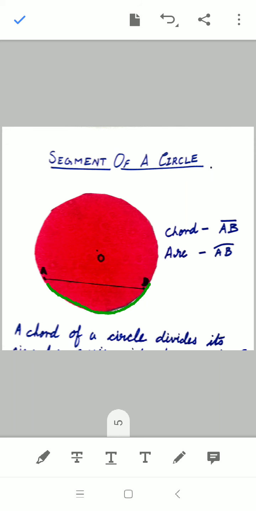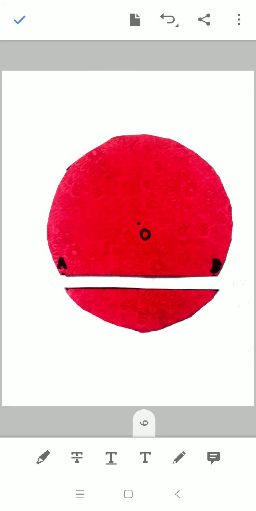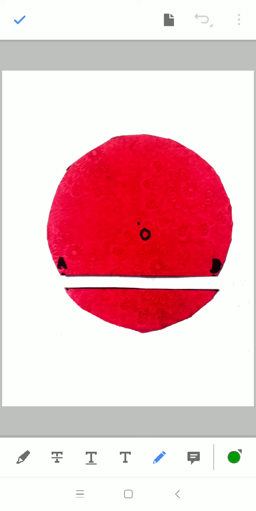A chord of a circle divides its circular region into two parts. Each part is called a segment of the circle. You can see here again we have divided that part. We have taken out this part. Again we have a chord here and an arc here, and here also we have one chord and one arc.